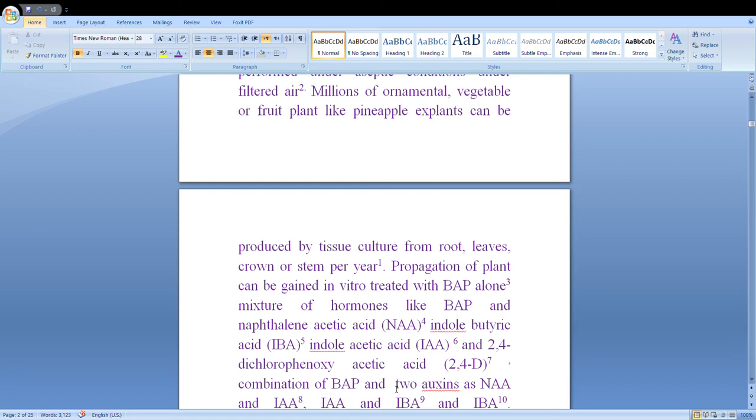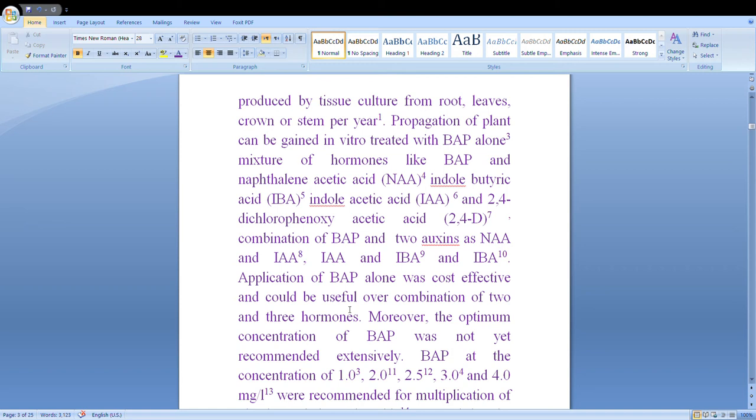and 2,4-D, 2,4-dichlorophenoxyacetic acid, combined with BAP, benzylaminopurine. BAP alone was cost effective and could be used in combination with two or three hormones. Moreover, the optimum concentration of BAP was not yet recommended extensively.